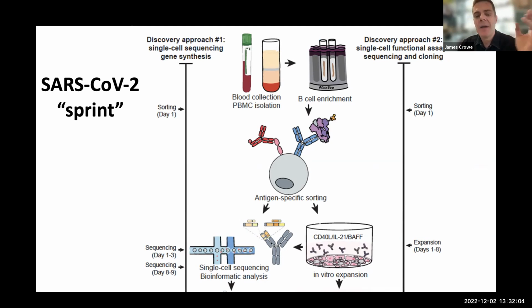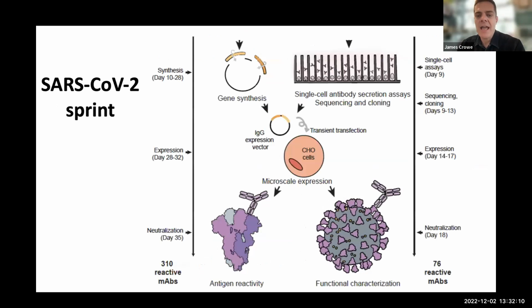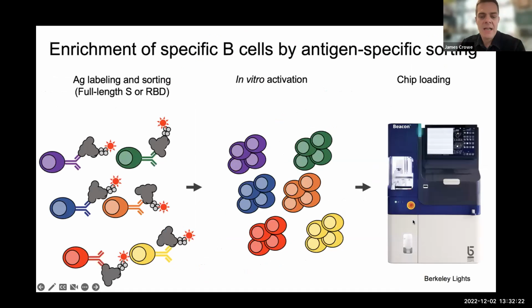Take blood, memory B cells, antigen-specific sorting, go to either expansion or single-cell RNA. We did this with either 10x Genomics or Berkeley Lights Beacon, and then you end up with genes. Those genes go into CHO cells. Now you have recombinant antibodies, and you do binding and neutralization. And the Beacon for us was really helpful.